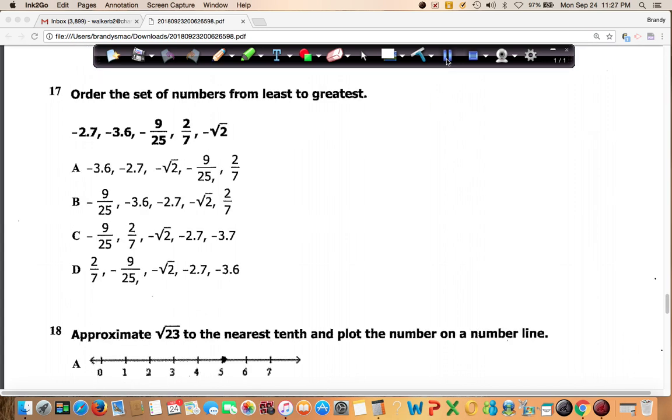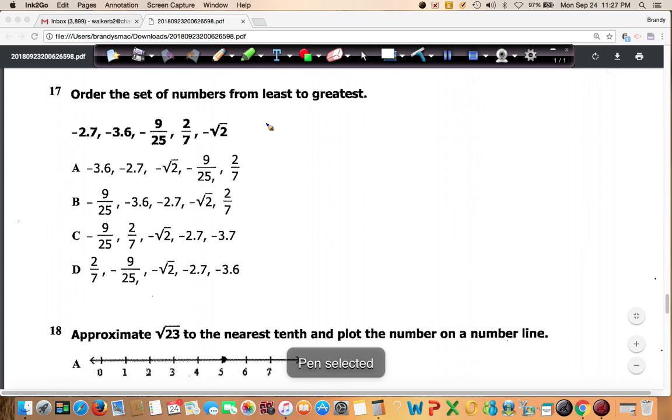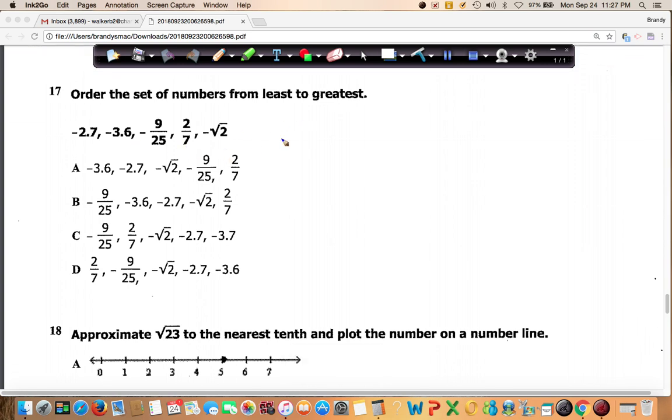Number 17, order the set of numbers from least to greatest. I know you guys are so excited to see another one of these. This time we have a lot of negatives involved. So it's important to know the bigger the number of the negative, the smaller the value, right? The further you get away from 0, the smaller it becomes. So I don't think you guys need any help with setting these up. So just make sure that you're lining up your decimals.